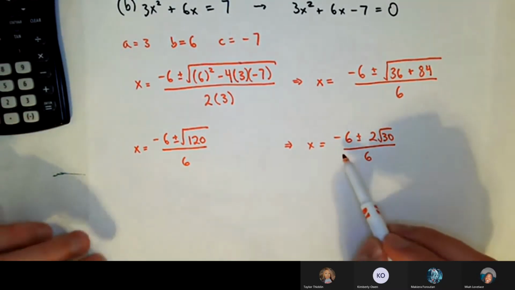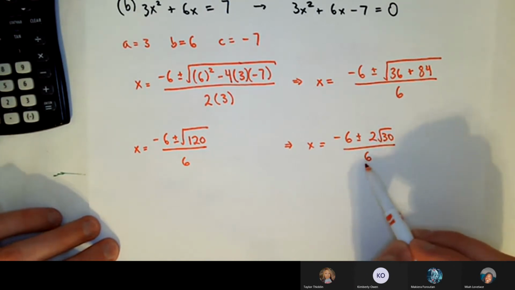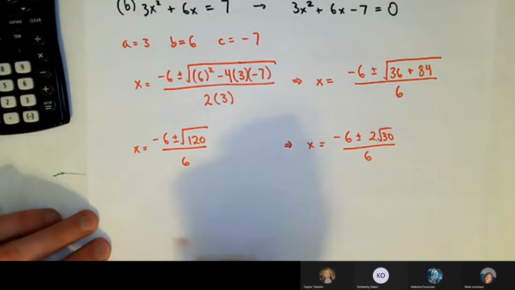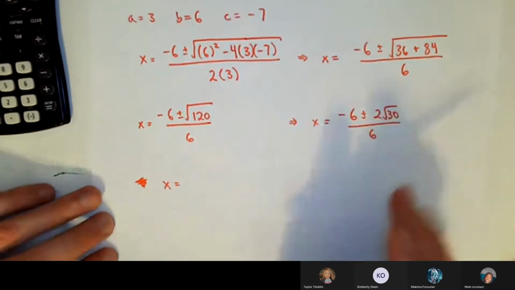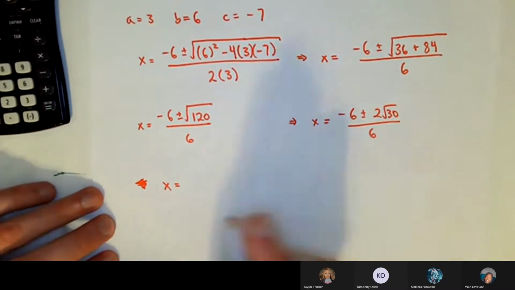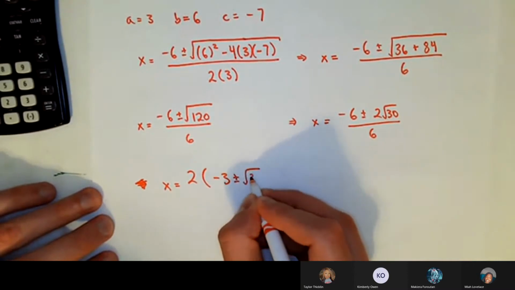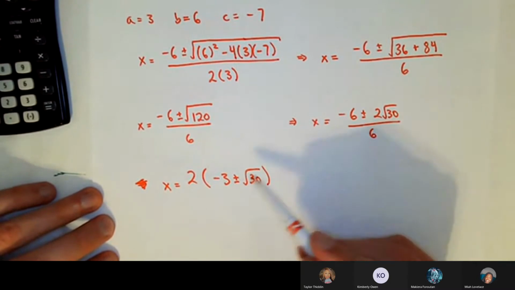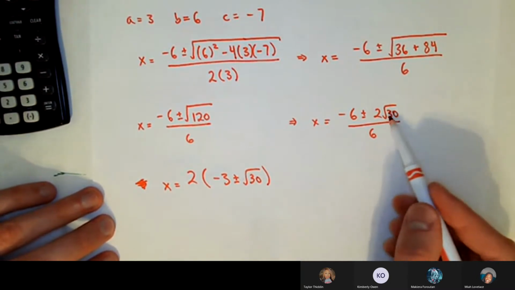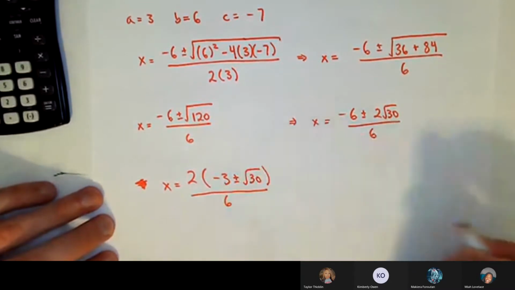All I need to do now is say, wait a second, both of these numbers up top have a common factor of 2 because they're both even, right? 6 and 2, and this denominator does as well. So what I'm going to do now is say, x is equal to, I'm going to factor a 2 out of both of these, so I'll have left inside -3 plus or minus square root of 30. Okay, just pulled a 2 off of the -6, leaving a -3, pulled a 2 off of 2 square roots of 30, which just left the square root of 30, and this is all over 6.